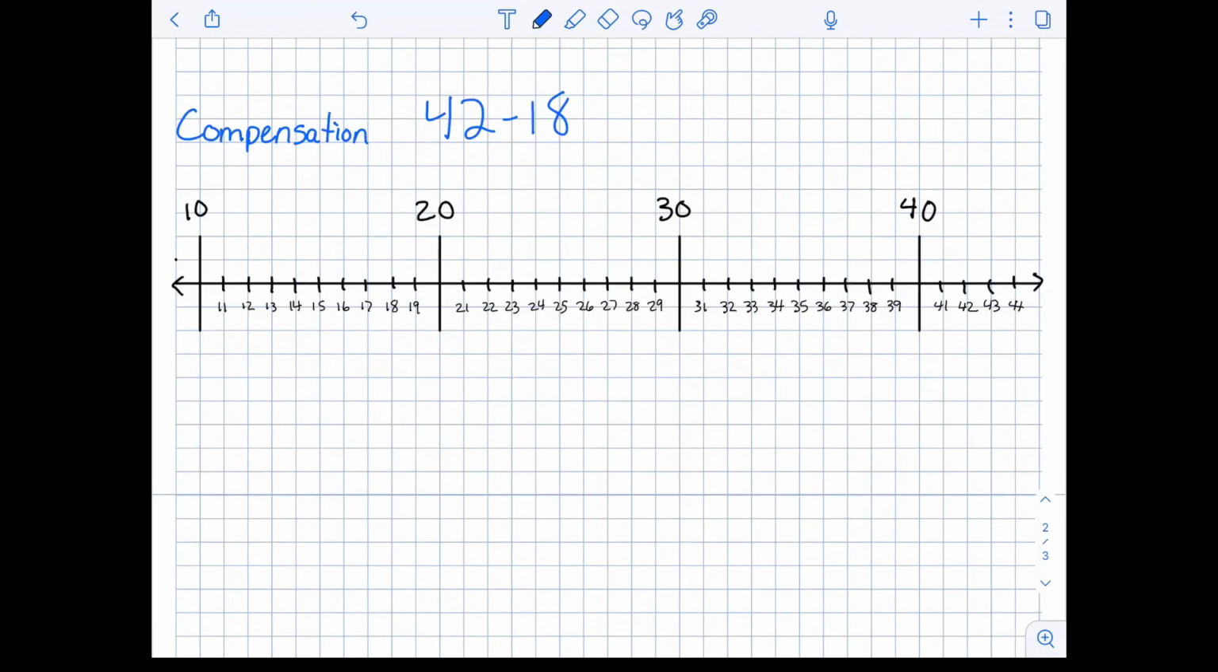Our third method is compensation. I have an entire different video that talks about how to do compensation and why it makes sense. So we'll just jump right in here. Here for my compensation problem, 42 minus 18, I'm going to work on making the 18 into a friendlier number to subtract. For me, that would be 20. I had to add 2 to the 18 to get to 20, so I'll add 2 to the 42. So I'll have 44 minus 20 gives me 24. So I made this into 44 minus 20.